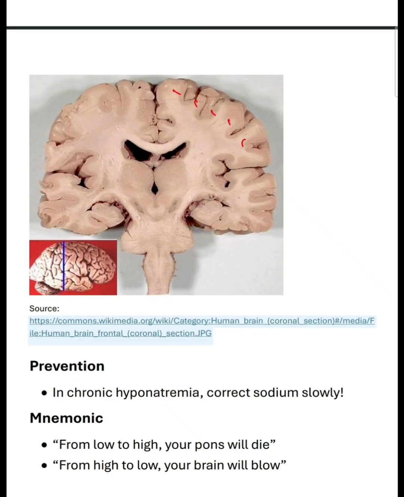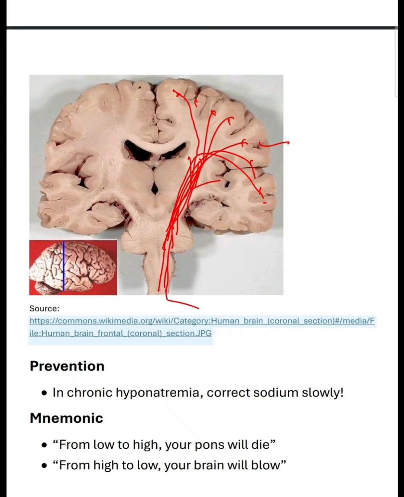So from the cortex here, there are these neurons going from the cortex through this internal capsule into the spinal cord, right? So that is called the corticospinal tract.